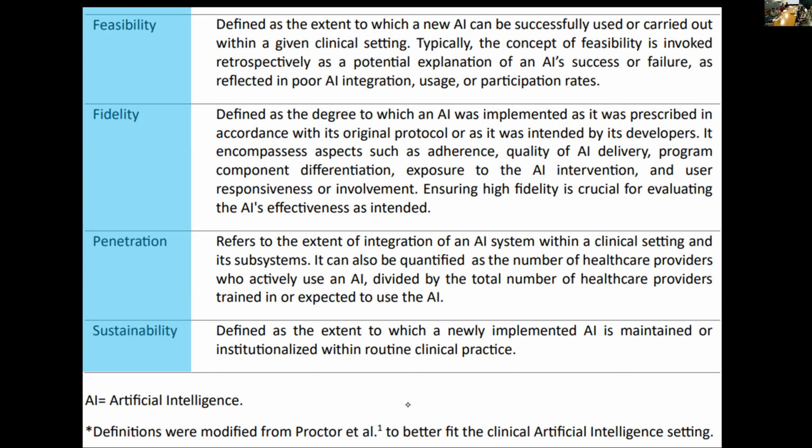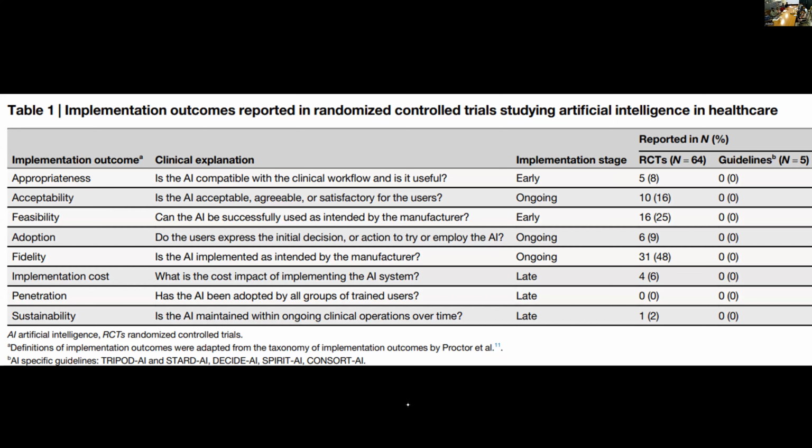Finally, sustainability. Now, suppose we have to spend 1 crore every year. It's not a sustainable model for us to develop. So these are the questions which people are asking in various randomized controlled trials now. If you are going to use AI, don't just develop another model, answer these 6 questions of this Proctor framework.